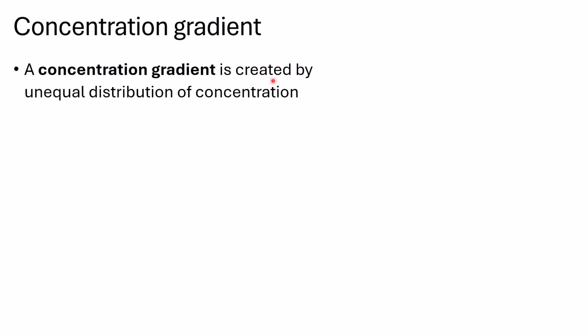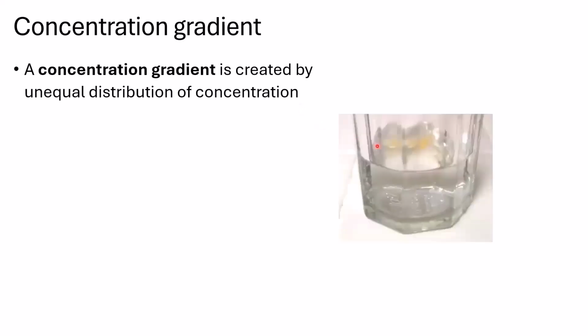First, let's define what a concentration gradient is. A concentration gradient is created when there is an unequal distribution of the concentration of something, such that there is a high concentration in one area and a low concentration in another. For example, if I drop some coloring into a glass of water, there is a higher concentration in the area where I dropped it, and a low concentration everywhere else.